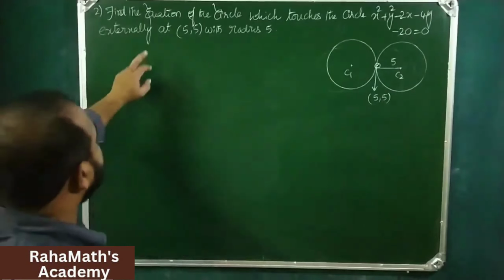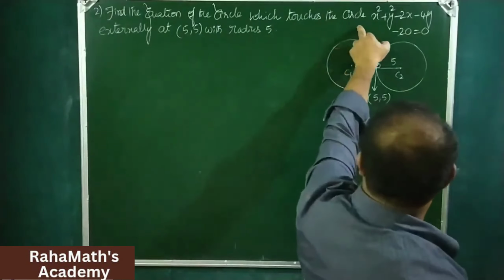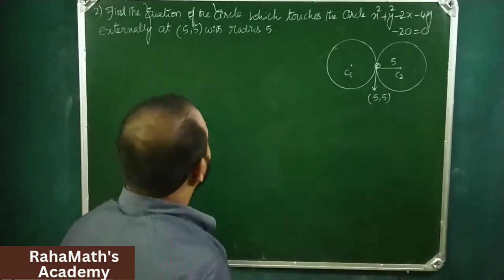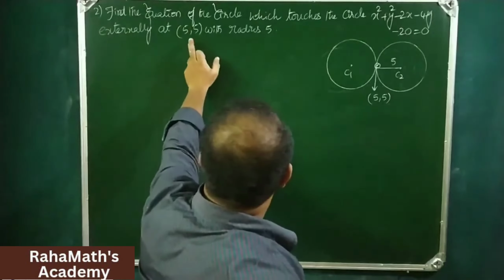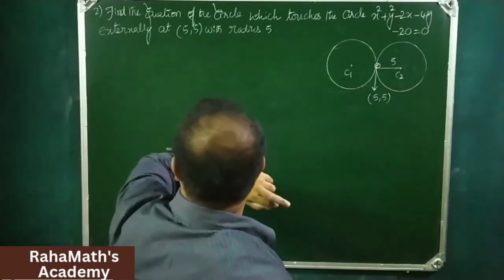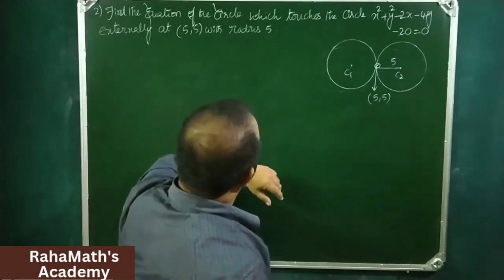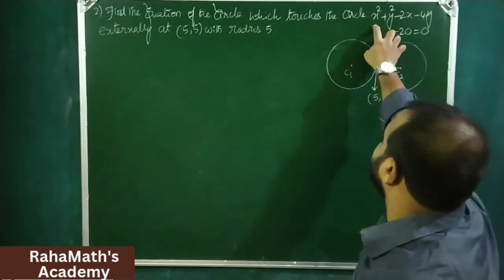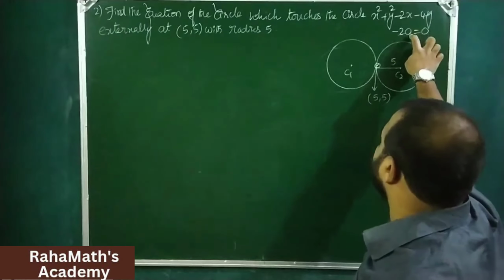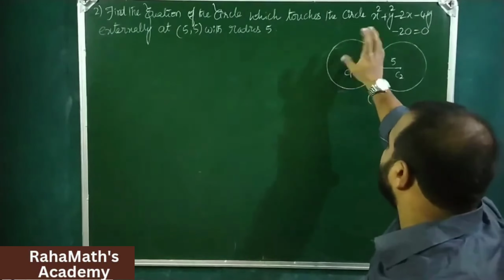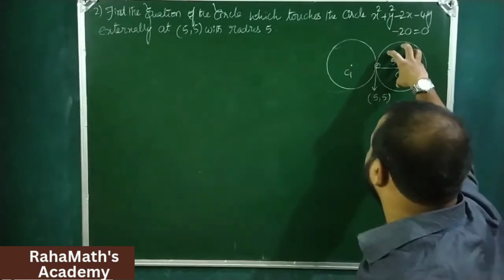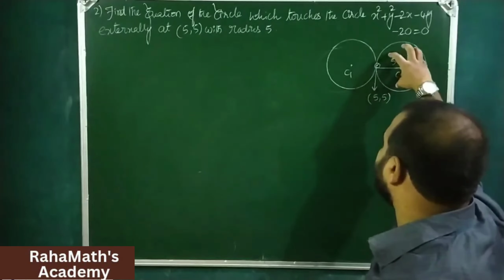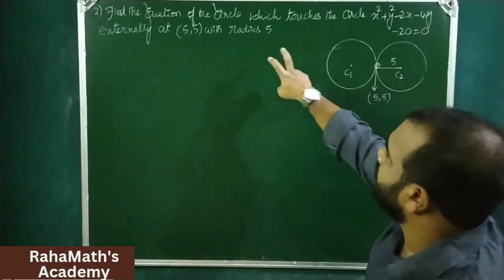The next question is, find the equation of the circle which touches the circle externally at 5 comma 5 with radius 5 externally. That is the question given. They touch each other at the point of contact 5 comma 5, so we need to find the equation of the circle. This circle touches x square plus y square minus 2x minus 4y minus 20 equals 0 at 5 comma 5, and the required circle's radius is 5.